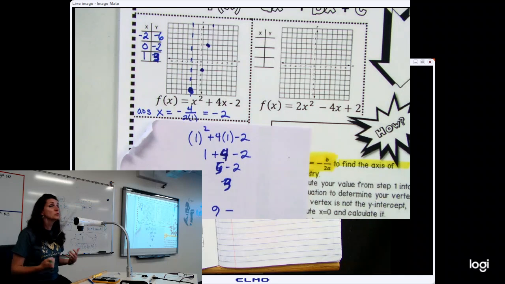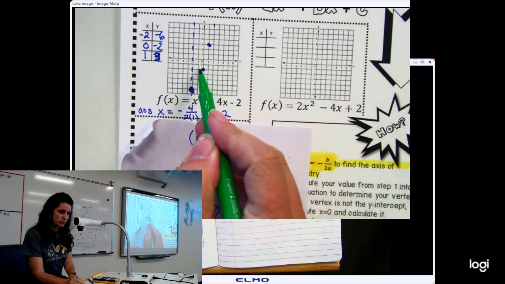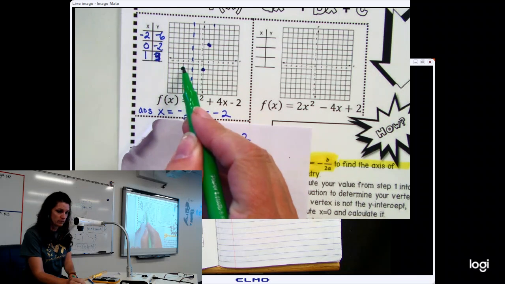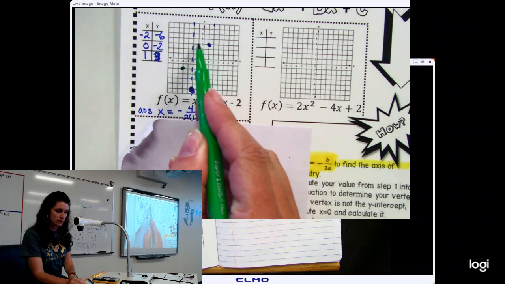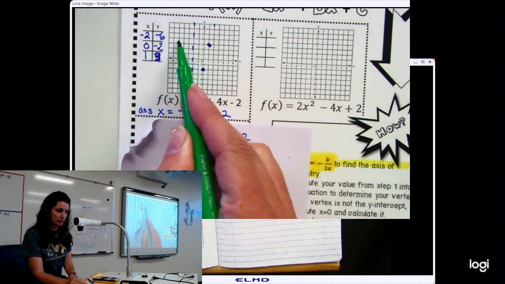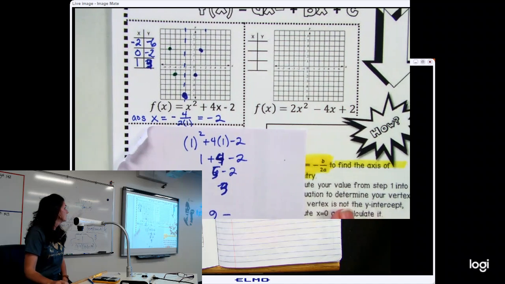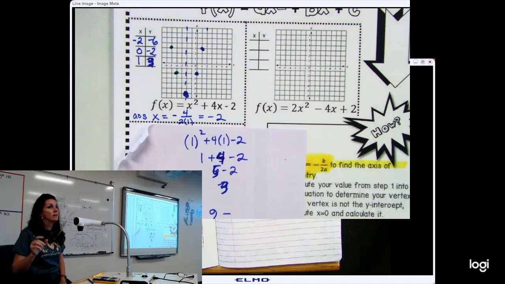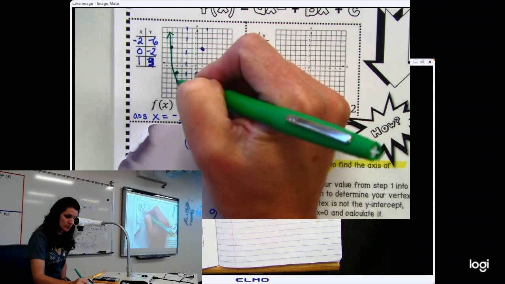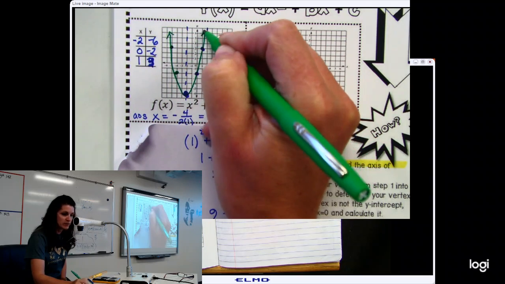So without doing any math, plot your last 2 points. If this is 2 away on this side, I need it 2 away on that side. If this one is 3 away, 1, 2, 3, I need that one 3 away. All right. Now, Alex has a nifty little tool. Once you have those points plotted, you'll just say, connect the dots, and it'll do it for you. We don't have that right now, so just do your best. Just don't make that a V on the bottom.